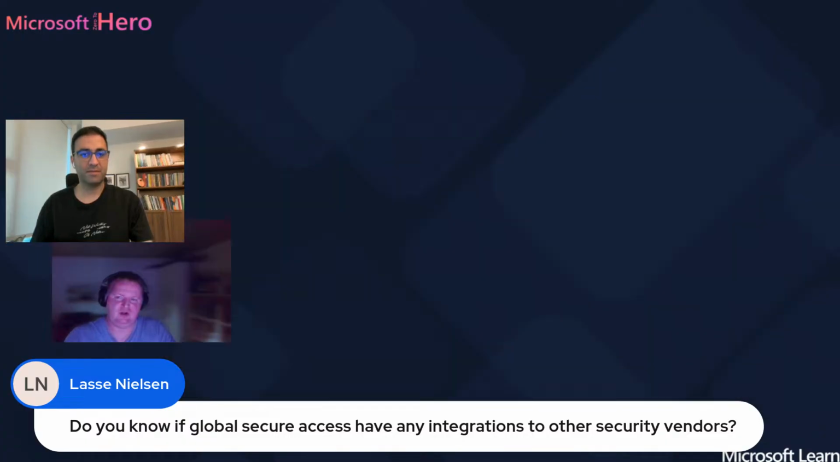Do you know if Global Secure Access has any integrations to other security vendors? To my knowledge, they do not. The only thing I know of is you can connect Global Secure Access to on-prem network equipment. If you have a VPN network on premises, you will be able to connect Global Secure Access to that. This is not something I've tried.